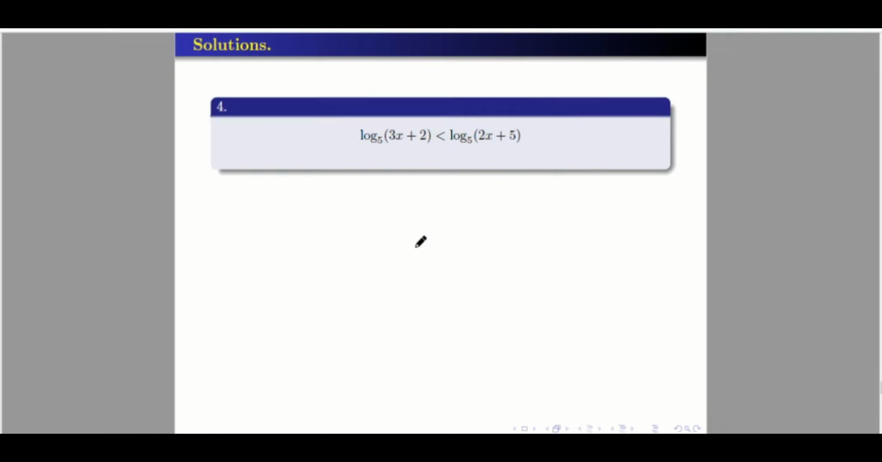Number 4. So by the definition of logarithm, let's check first. So 3x plus 2 must be positive. So transpose, we have negative 2. x is greater than negative 2/3. And for the other part, 2x plus 5 must also be positive. So 2x is greater than negative 5. Then dividing both sides by 2. Okay, so these are the first two intervals.